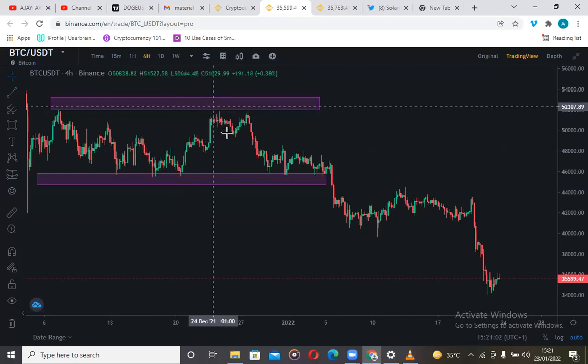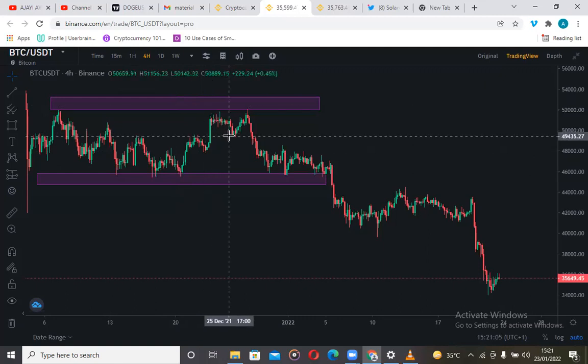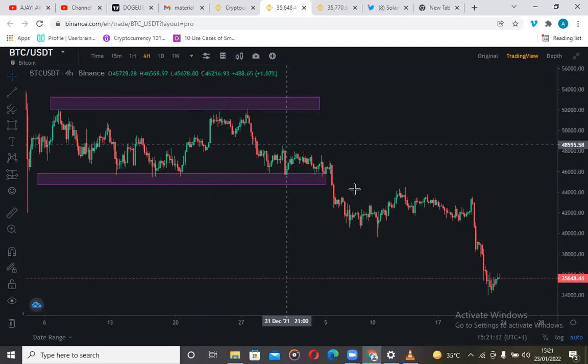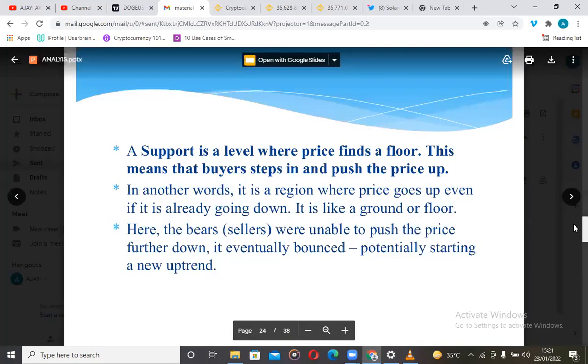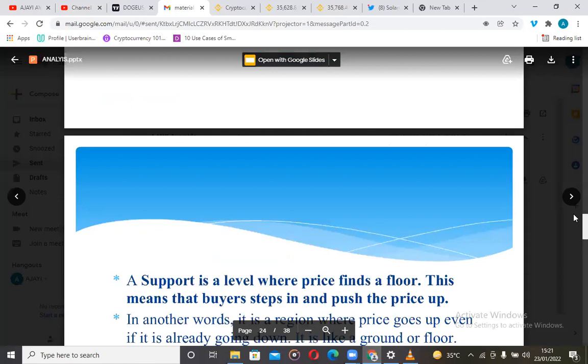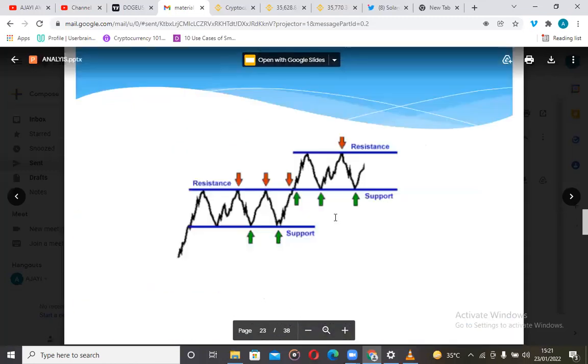Just like when you bounce a ball, it has to hit the ground. The tennis ball comes back again, hits the ground, comes back again. You can see it. Very good. Now, in this case, support turns resistance. You can see it. Resistance turns support.